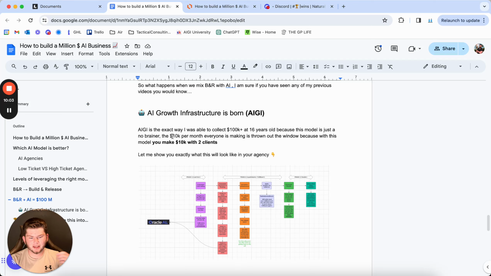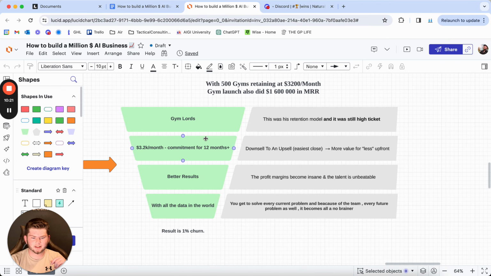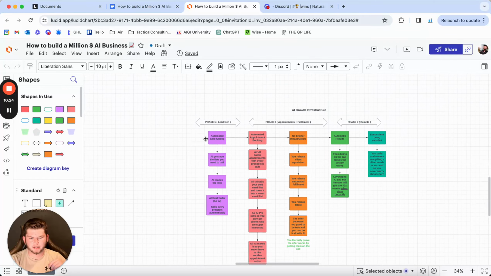And the $10K a month everyone is making, throwing out their window, is going to take months to make $10K a month. But with AIGI, you can make it with simply two clients, or even one client, like Kiel did. And it's simply the best model. So that said, we'll jump into what this model looks like.